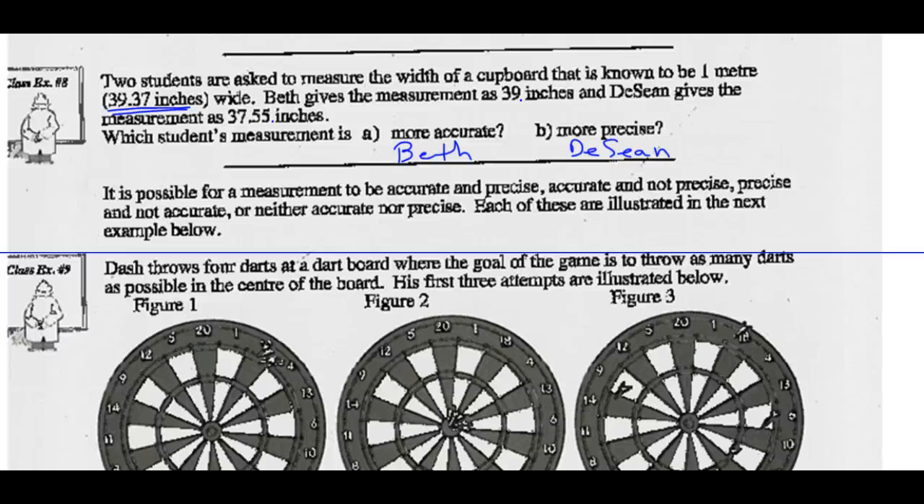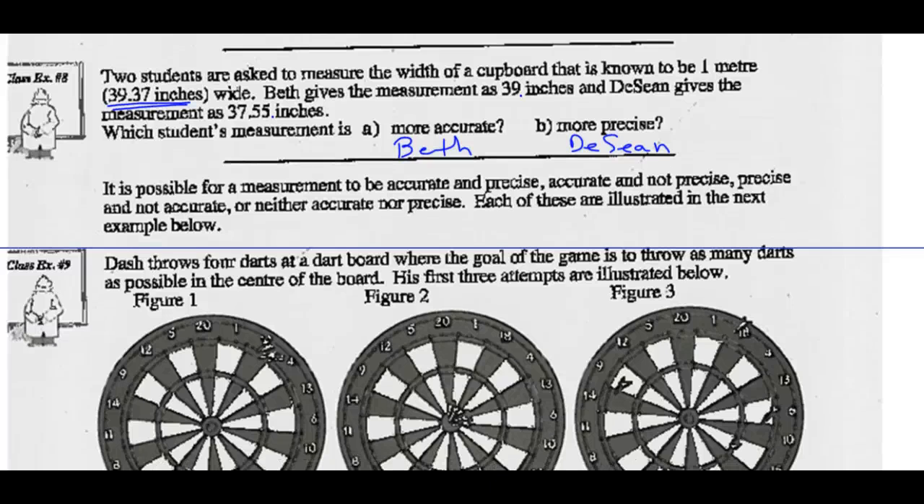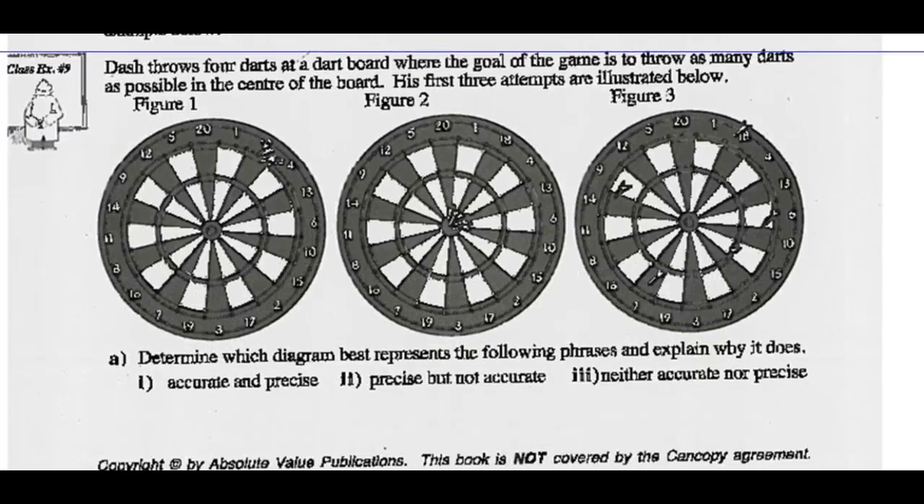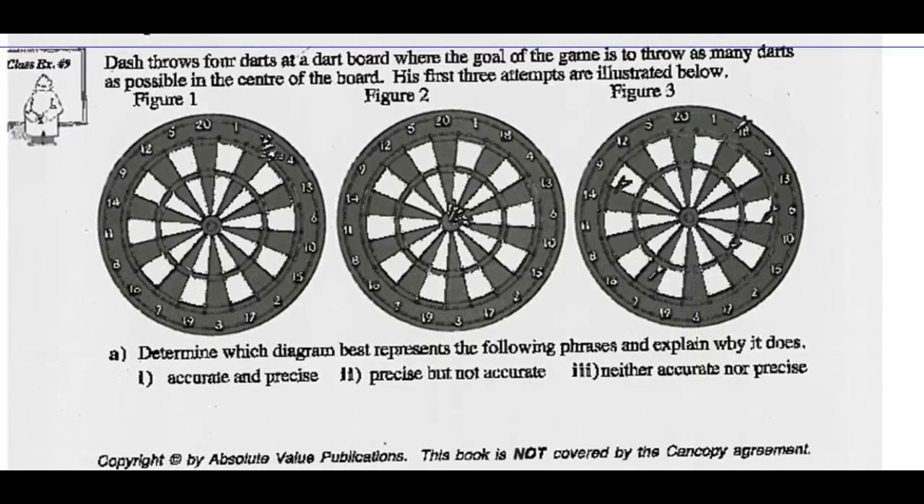It is possible for a measurement to be accurate and precise. It could be accurate and not precise. It could be precise and not accurate, or it could be neither. Each of these are illustrated in the next example below. Dash throws 4 darts at a dartboard, where the goal of the game is to throw as many darts as possible in the center of the board. His first 3 attempts are illustrated below.